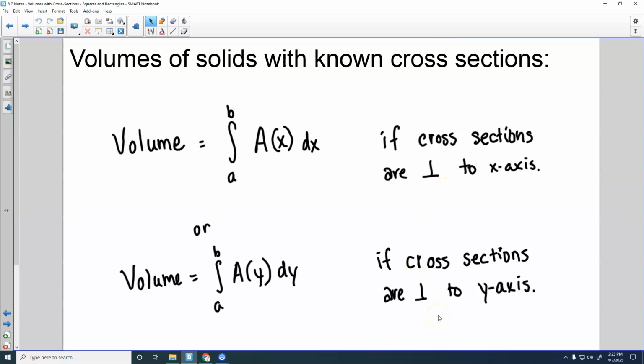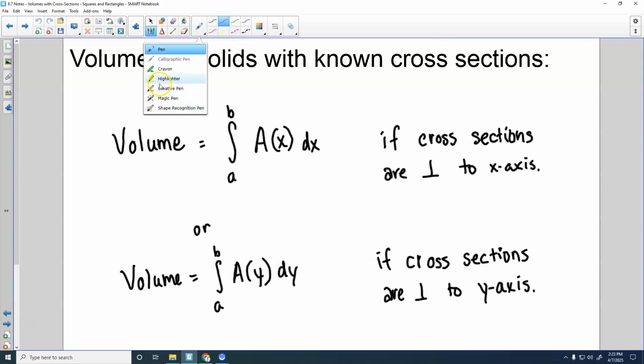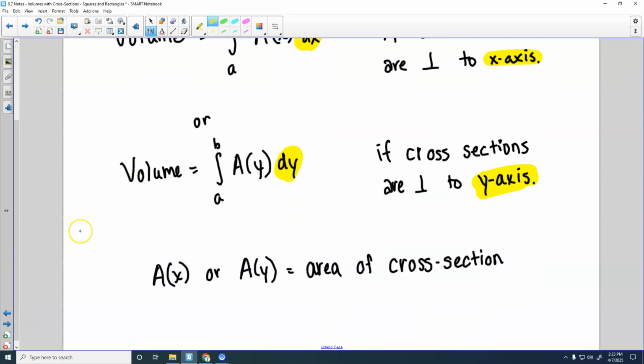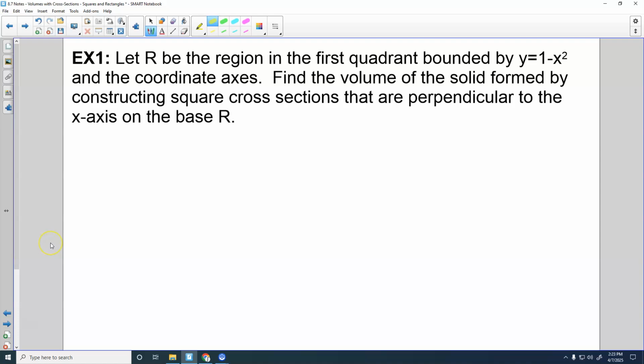Notice right here that if your cross-sections are perpendicular to the x-axis, you will be doing this problem in terms of x. If your cross-sections are perpendicular to the y-axis, you will be doing the problem in terms of y in this case. So you really just kind of have to see these problems done to know what's going on here.